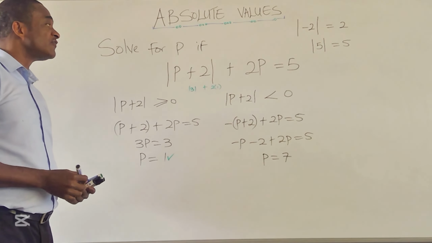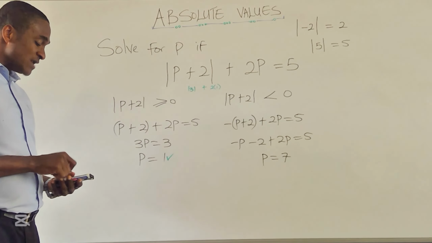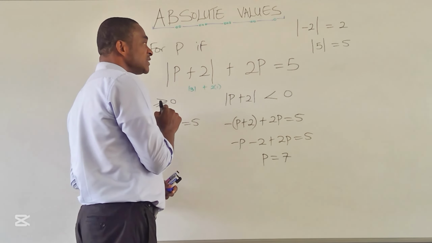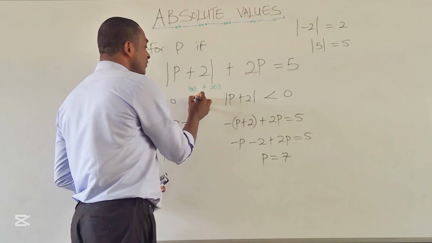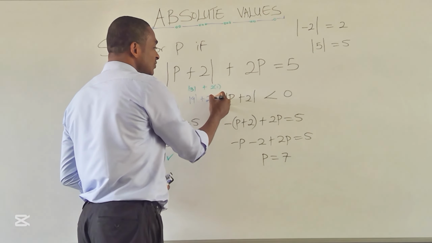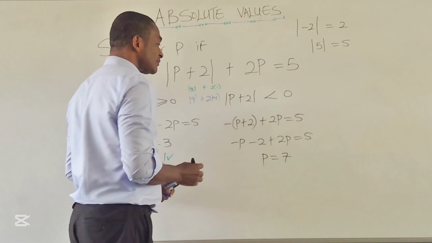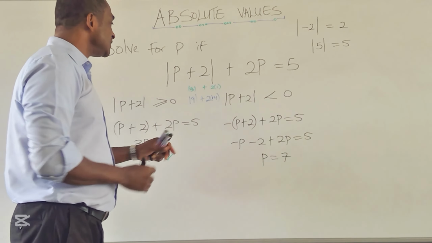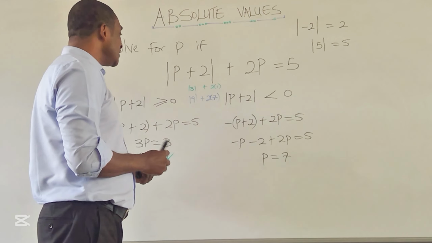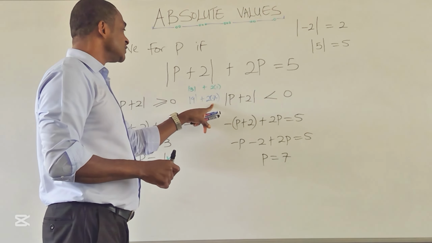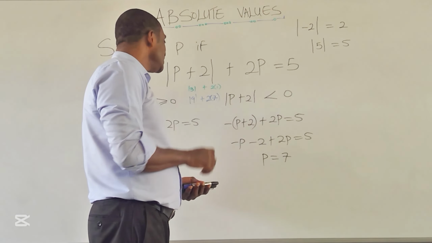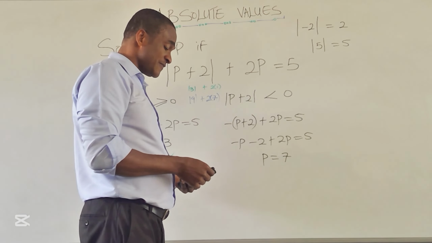We also need to check for critical values that are valid. If p is equal to 7, we have 7 plus 2 is 9. The absolute value of 9 is also 9. Plus 2 times 7 is 14. Now the question is, the absolute value of this is 9, and 9 plus 14, is it equivalent to 5? 9 plus 14 is actually 23.